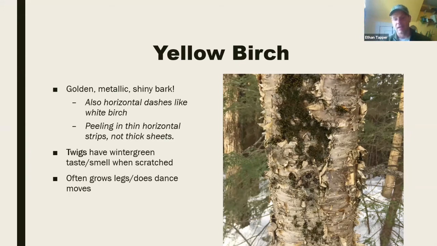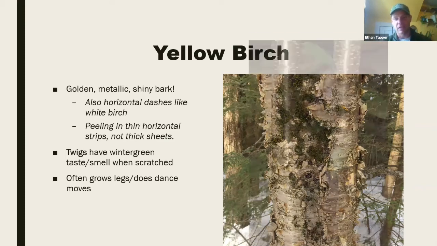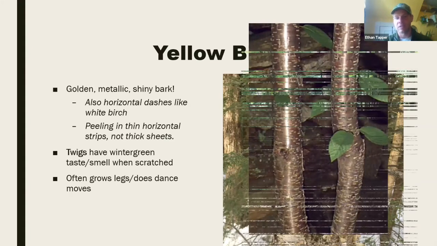So they both have that, but you can tell between them because yellow birch bark will be golden and metallic, white birch bark will be white, yellow birch bark will be peeling in these thin little strips. Paper birch or white birch bark will be peeling in those big papery sheets. There's also another interesting thing. That's what yellow birch looks like when it's young.